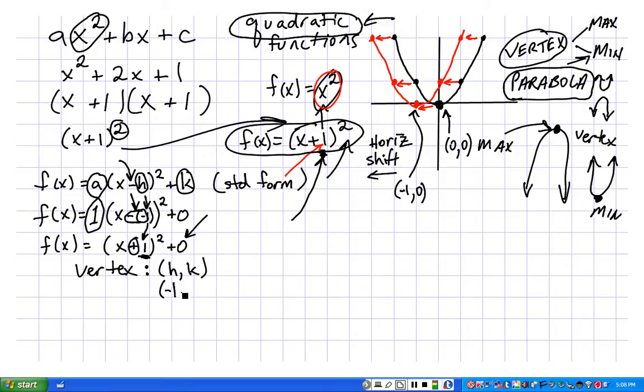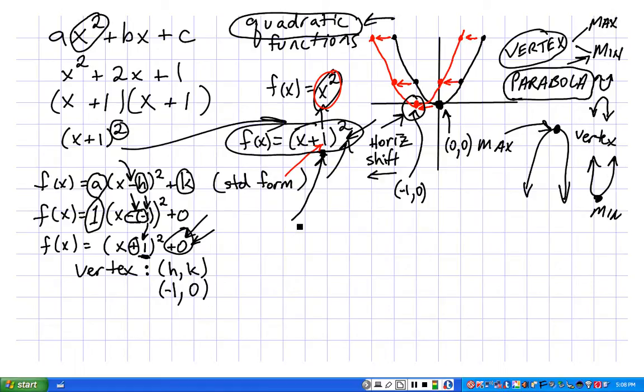So h is a negative 1, and the fact that there wasn't anything out here initially, if we look back over here, there wasn't anything outside of the parentheses, that's the same as saying plus 0, so our k would be 0. So if you notice, just based on putting this function in the standard form, we got the same vertex that we got by just doing the transformation. Okay, so that's how we get our vertex.